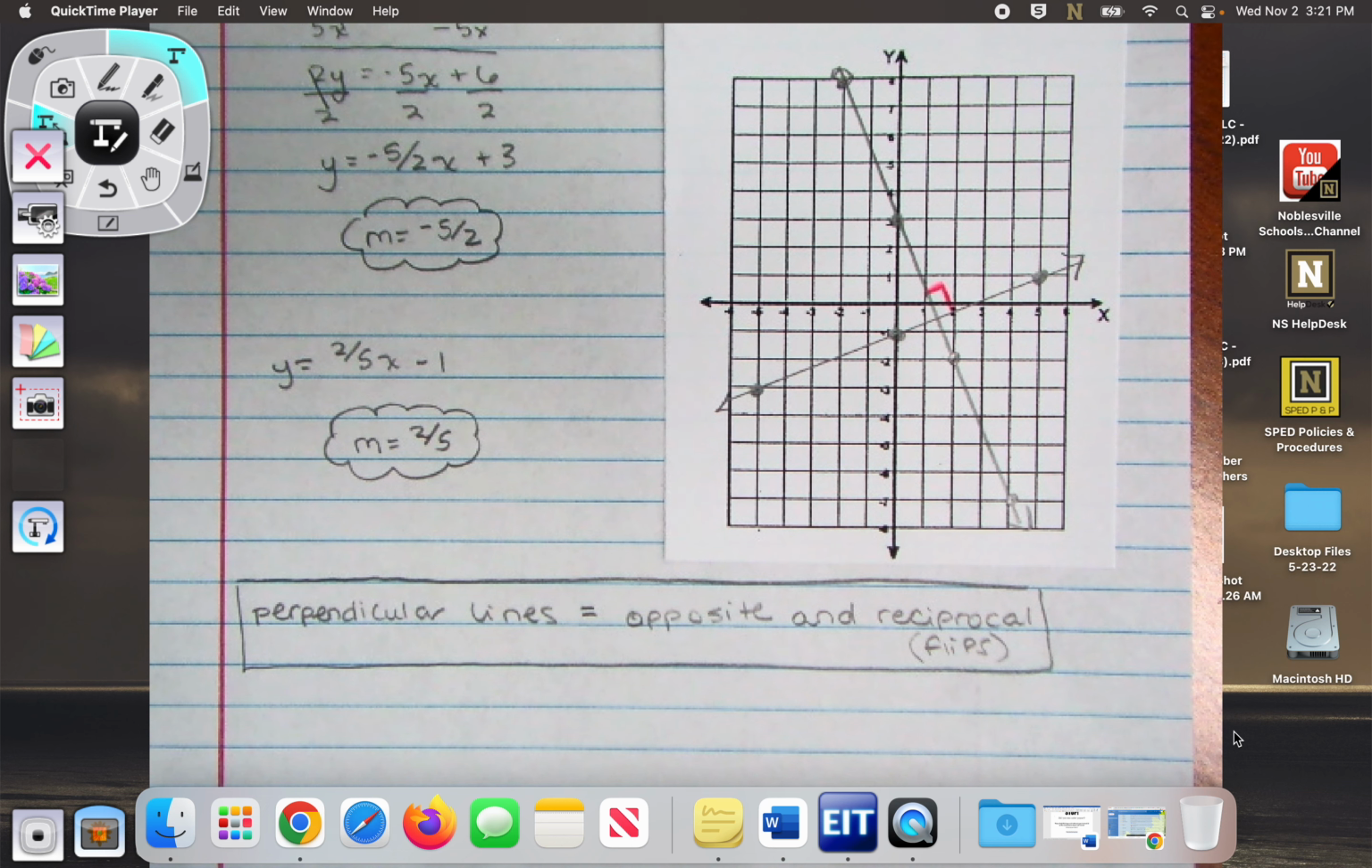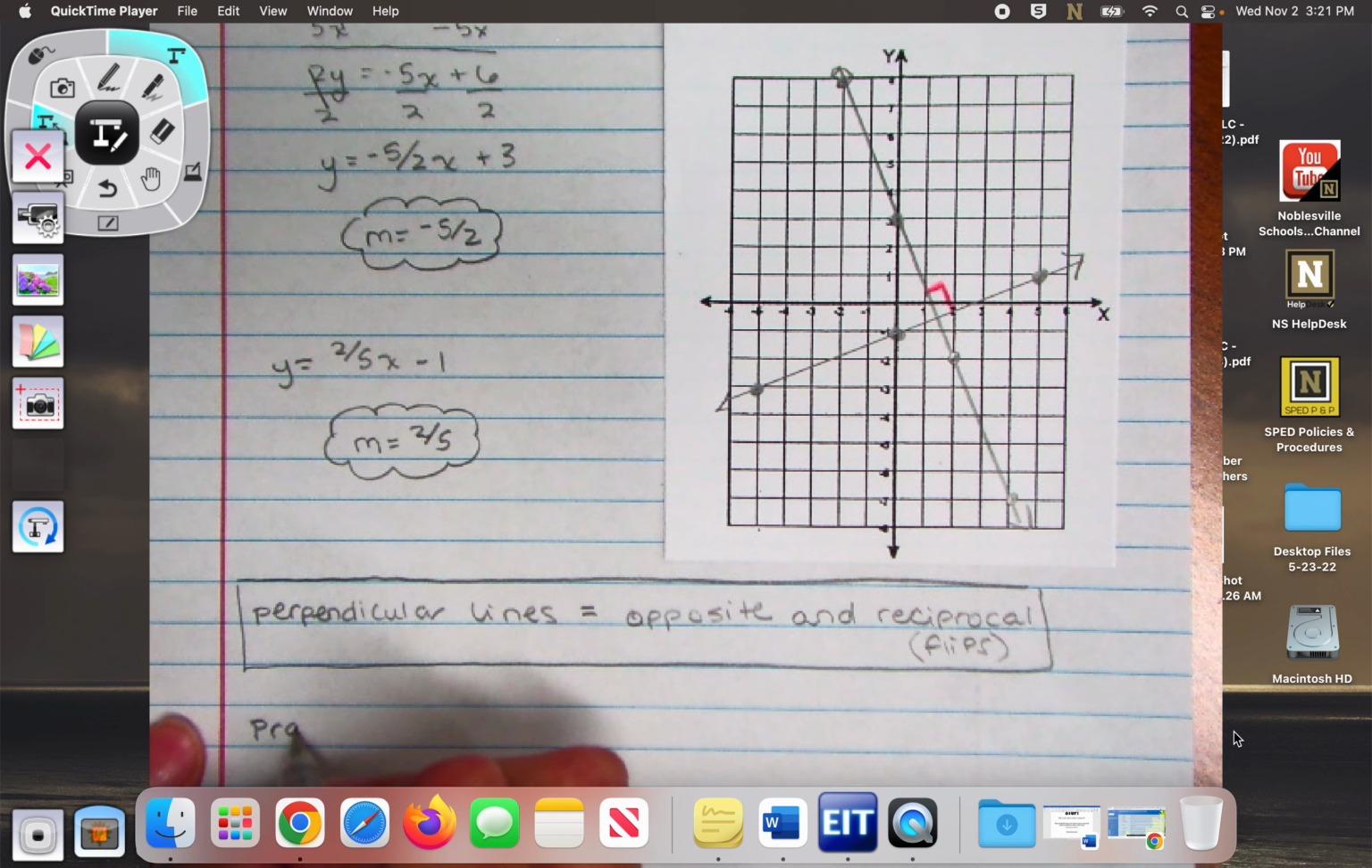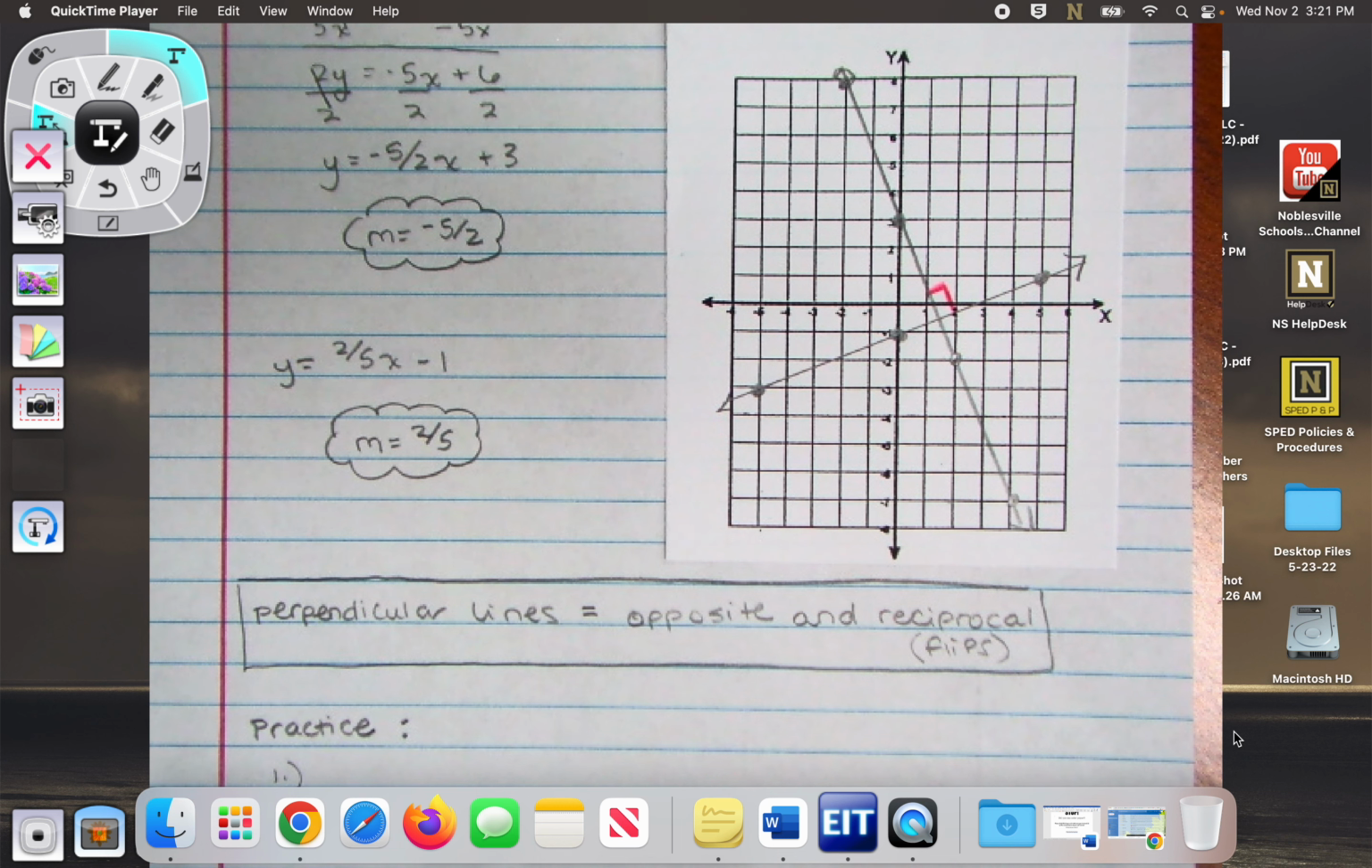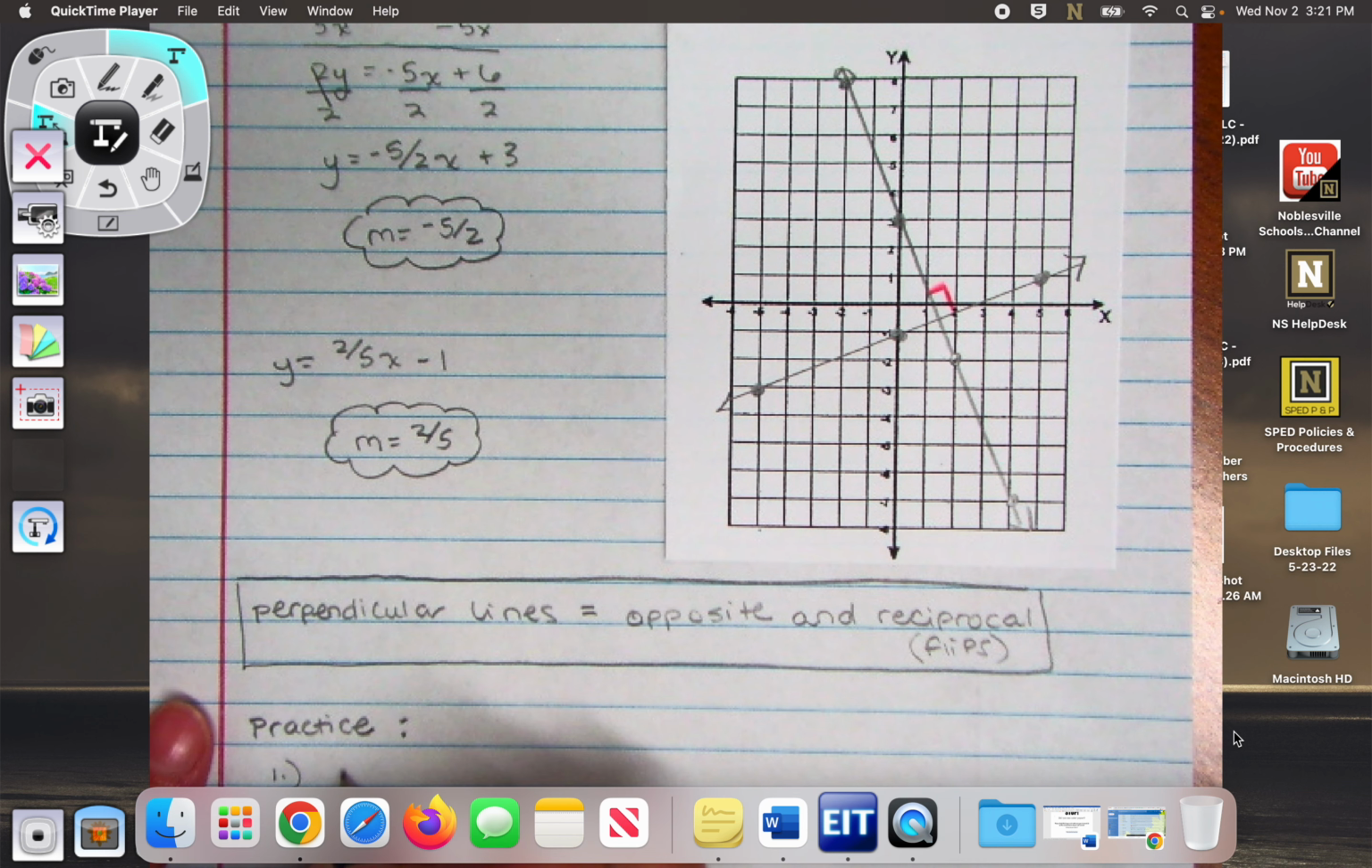Okay, so we're not going to graph any more of these, but we are going to practice by looking at two linear equations, and you're going to tell me, would these two lines be parallel, perpendicular, or neither if you graphed them? Okay? Parallel, perpendicular, or neither.